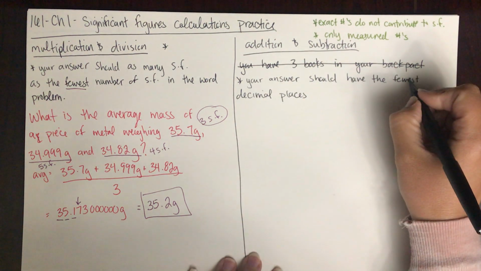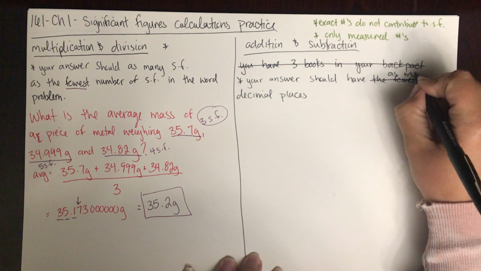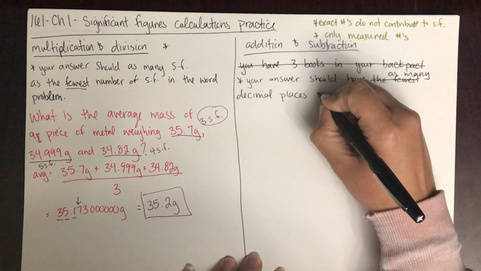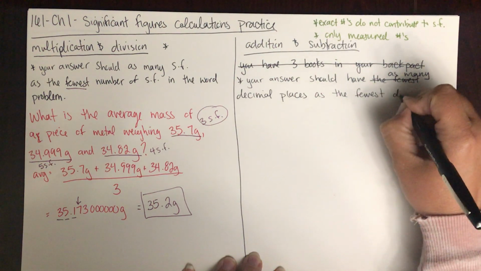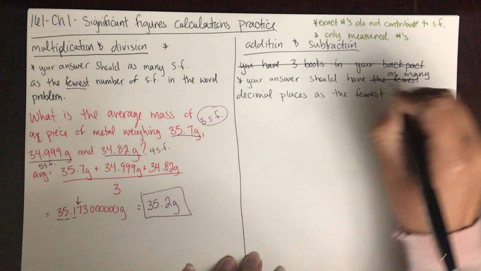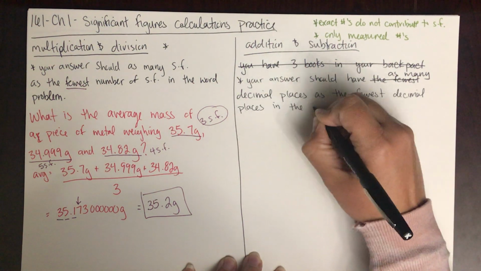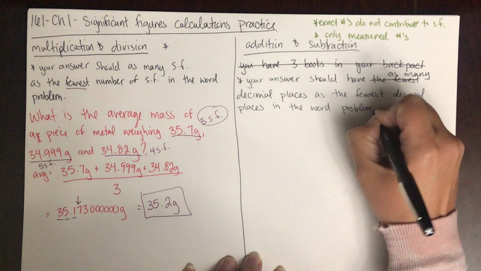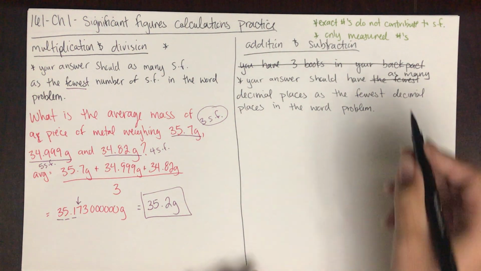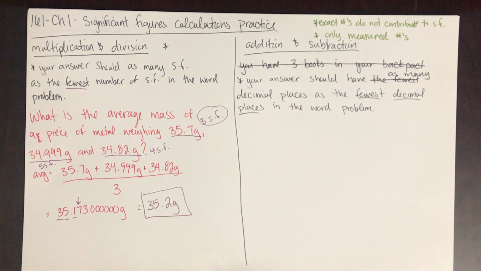Your answer should have as many decimal places as the fewest decimal places in the word problem. Fewest decimal places, not fewest significant figures, for addition and subtraction. So I'll write out the problem.